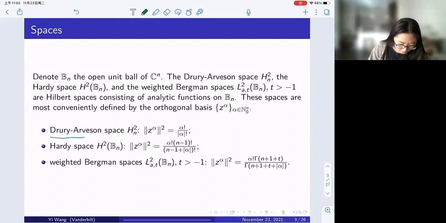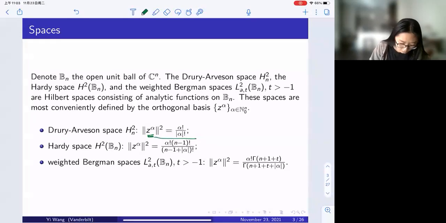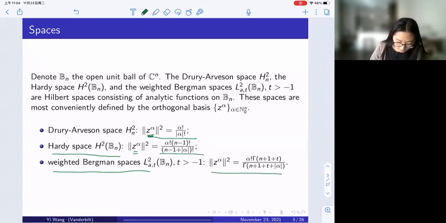The first is the main theme of this week, Arveson space. You already know there are multiple ways of defining it. One way is to think of this as a series consisting of linear combinations of z^α, and the z^α form an orthogonal basis with this norm. And also there's the Hardy space and the weighted Bergman space. The easiest way to define them is also by the orthogonal basis given by those numbers here.